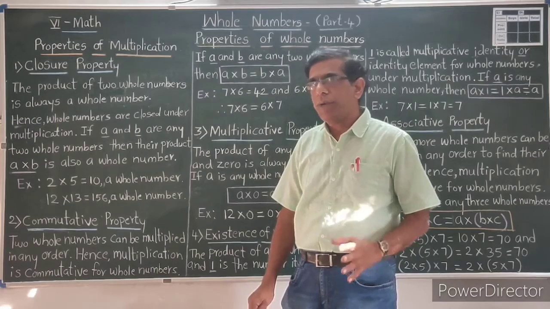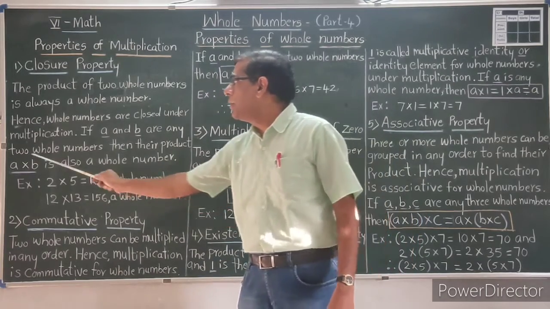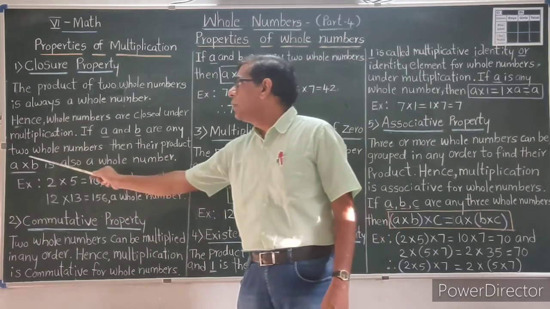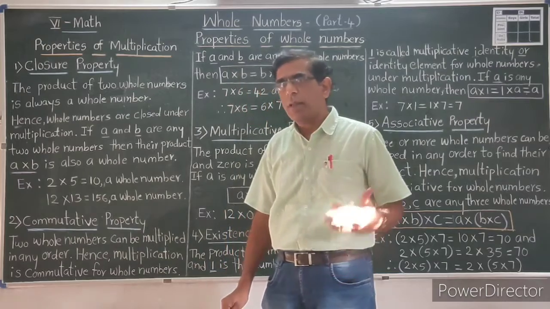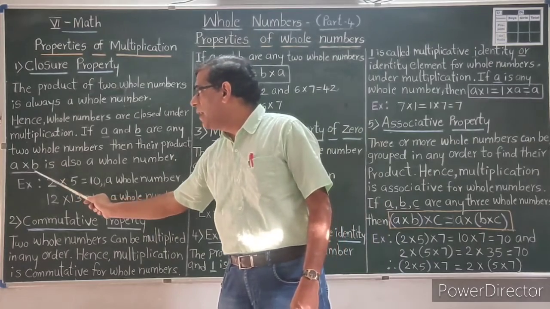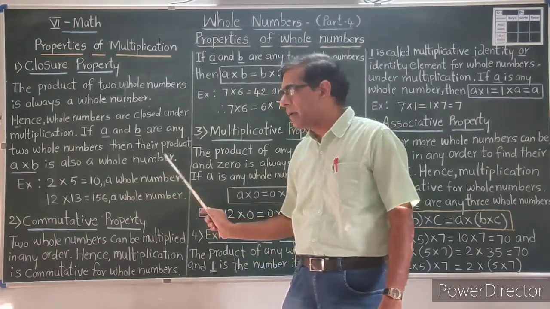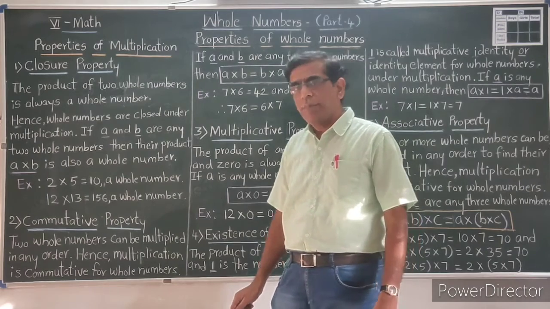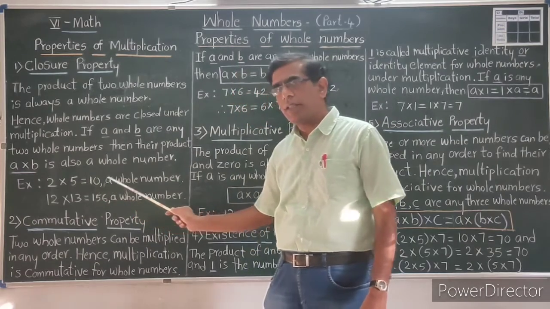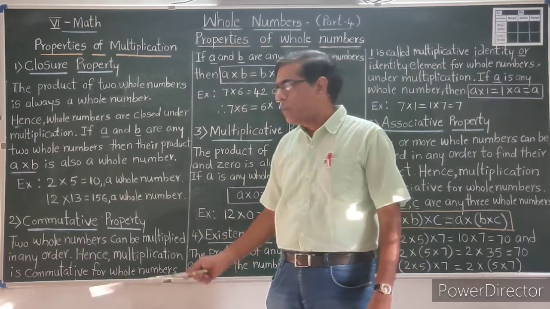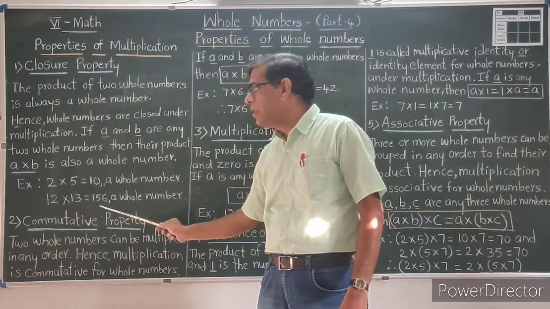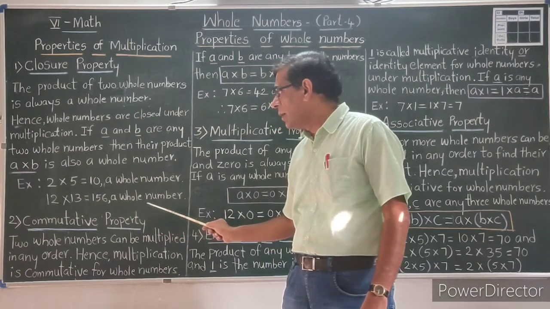If A and B are any two whole numbers, then their product A into B is also a whole number. Example, 2 into 5 is equal to 10. 10 is a whole number. One more example, 12 into 13 is equal to 156, which is also a whole number.